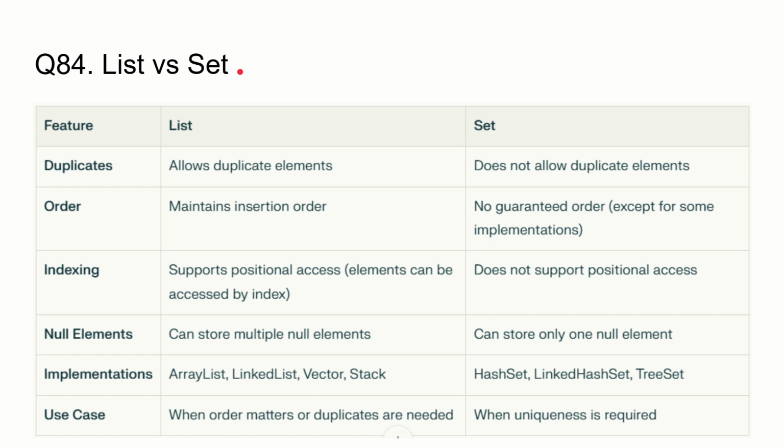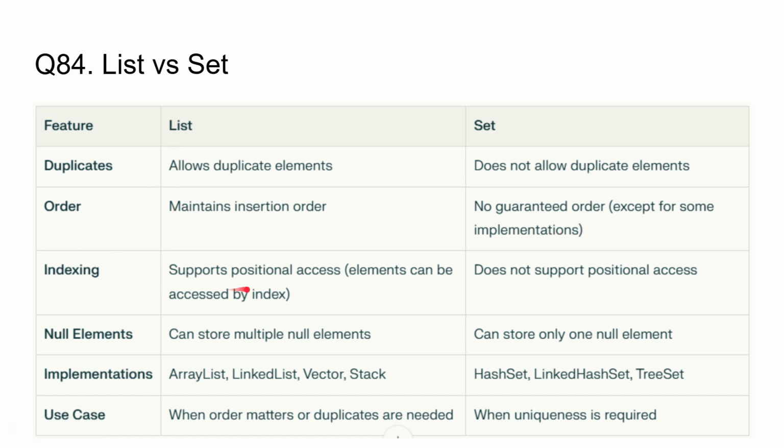So mostly the differences between two interfaces or classes of the collection framework will be asked. One is list versus set. Let us understand them with the help of features. Duplicates: list allows duplicate elements, but set does not allow duplicate elements. This is the most important feature of the set. Order: list maintains the insertion order, whereas there is no guarantee of insertion order in the set, except for some implementation, which is LinkedHashSet.